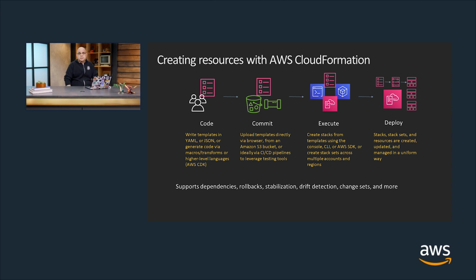Once that template code is presented to CloudFormation, you can execute it. And there's three primary operations there. There's create, update, and delete. And what you're creating, updating, or deleting are stacks, and each one of these stacks has the group of resources that you're managing together. You can create those stacks with the console, once again with CLI or the SDK via APIs. And you can also create stacks across your AWS accounts and regions with a feature we call stack sets.